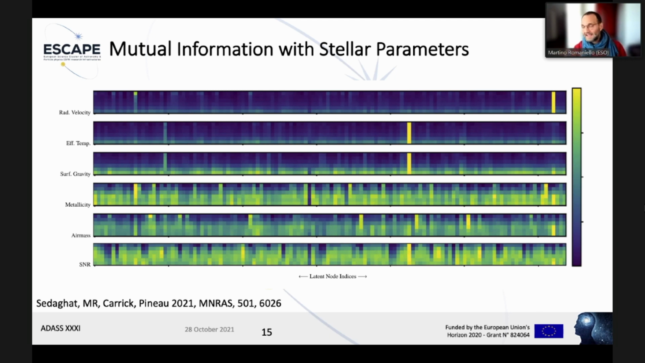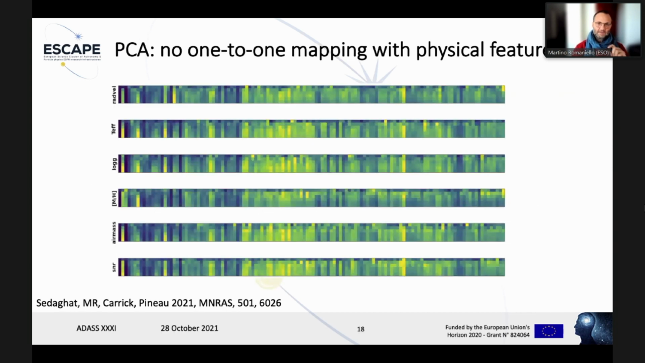We didn't say anything to the network about any of this. It's not trained to do this, but it did it by itself. On the other hand, it's a bit disappointing that metallicity, so the chemical composition of the star, is not picked up as a particularly significant dimension. And we've published this in a paper a couple of months ago.